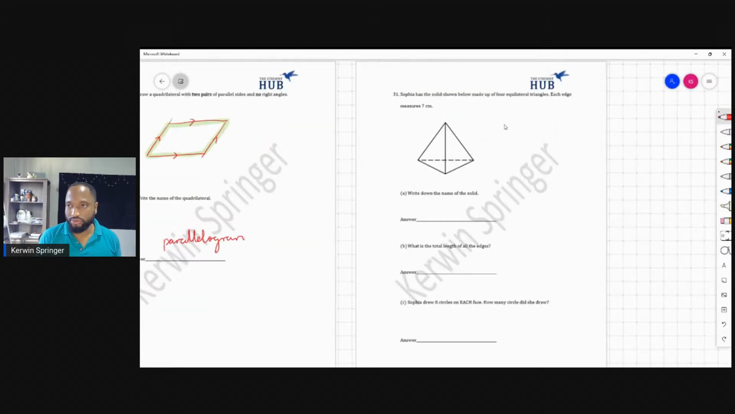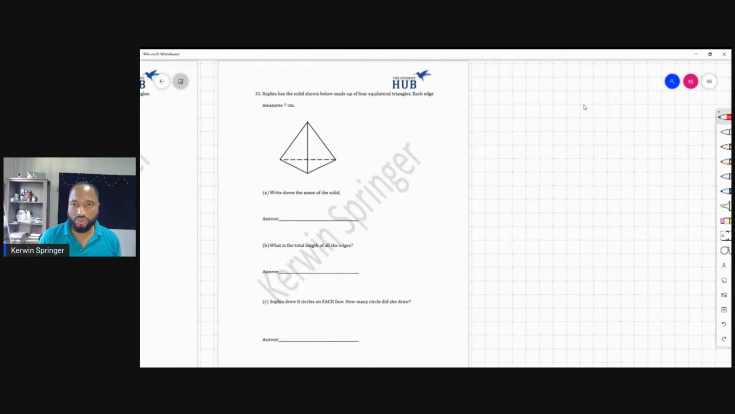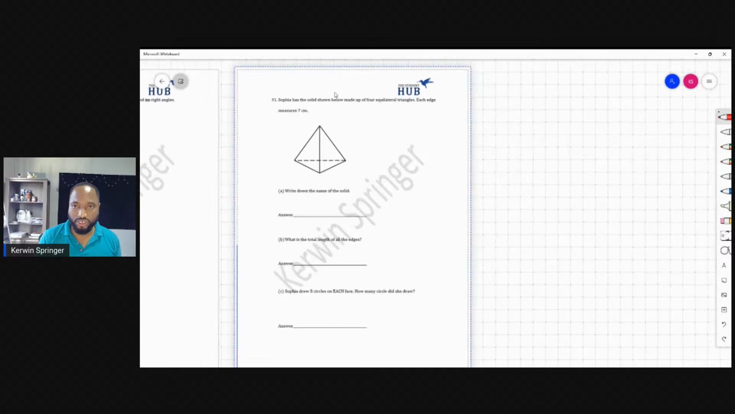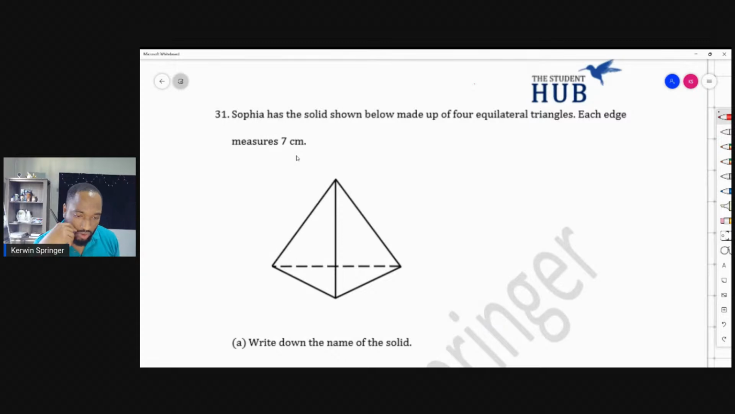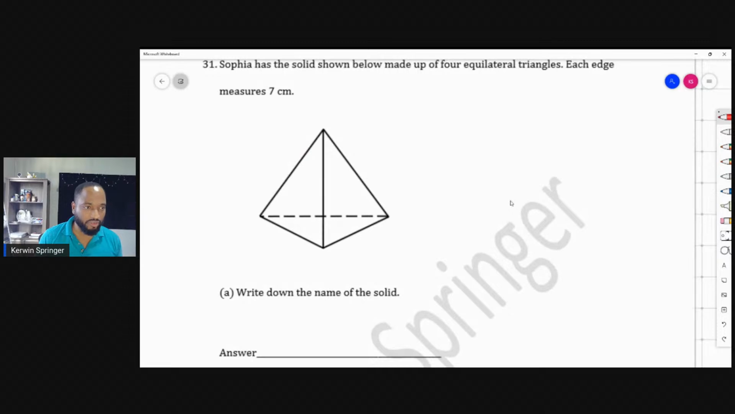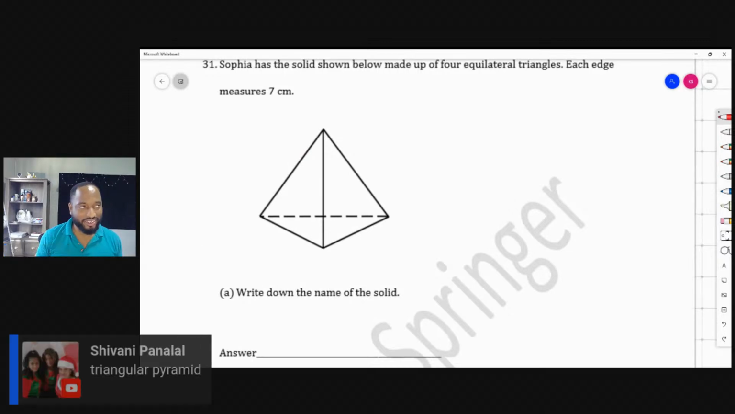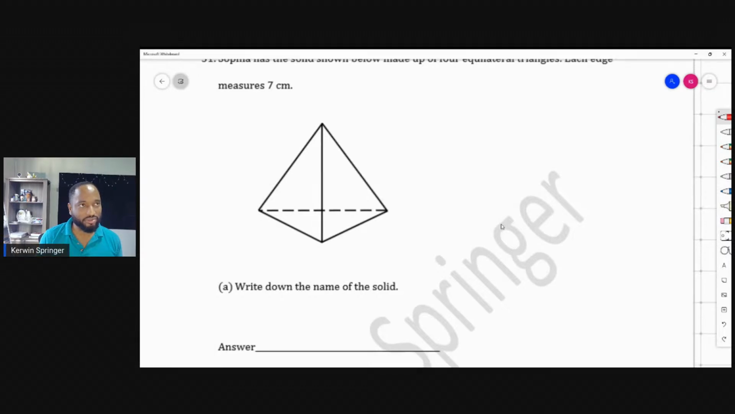Number 31. Sophia has this solid shown below made up of 4 equilateral triangles. Each edge measures 7 centimeters. Write the name of the solid. What's the name of this solid? Triangular pyramid is correct.